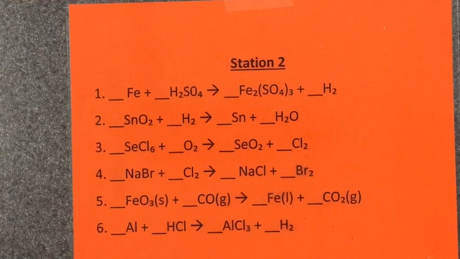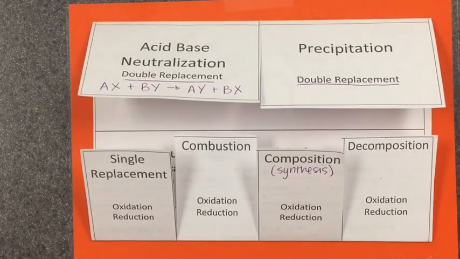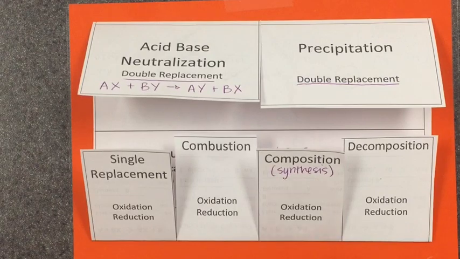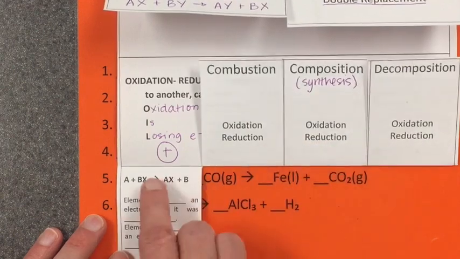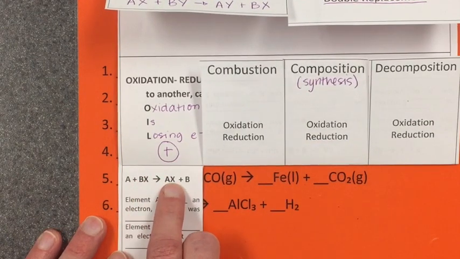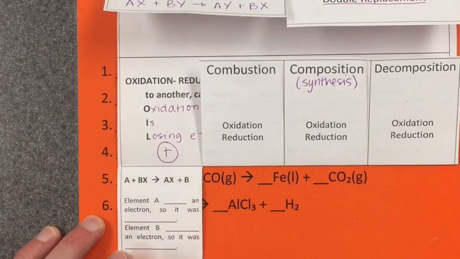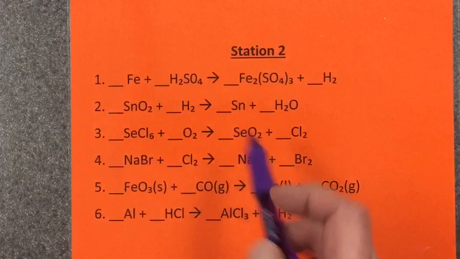Okay? So what type of reaction is that where we have an element and a compound, and two of the elements switch places, and I have a new compound and element at the end? It's going to be single replacement. Okay, so I have a single element by itself and a compound. They switch places. I end up with a new compound and a new element by itself. Okay, so station 2 is single replacement.